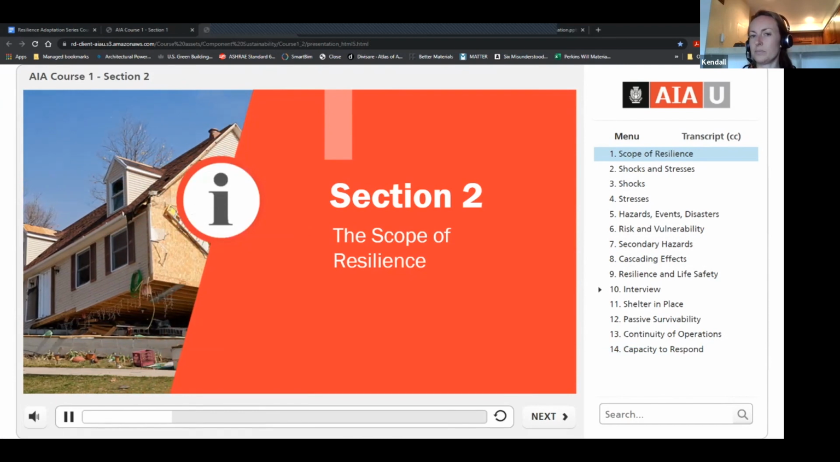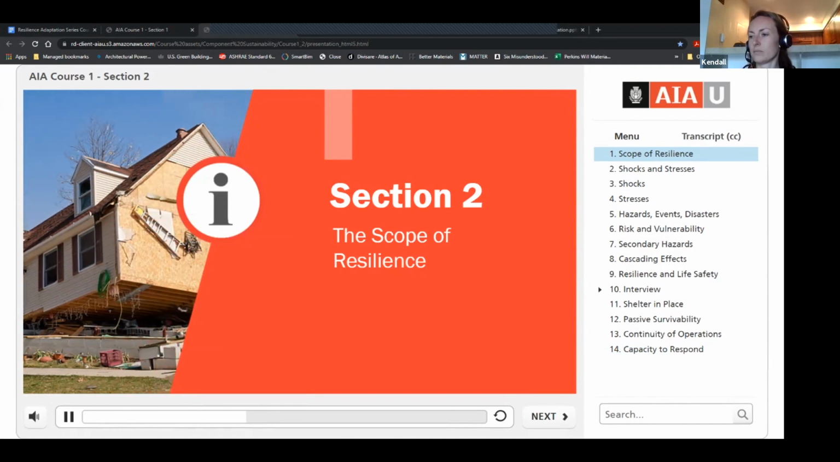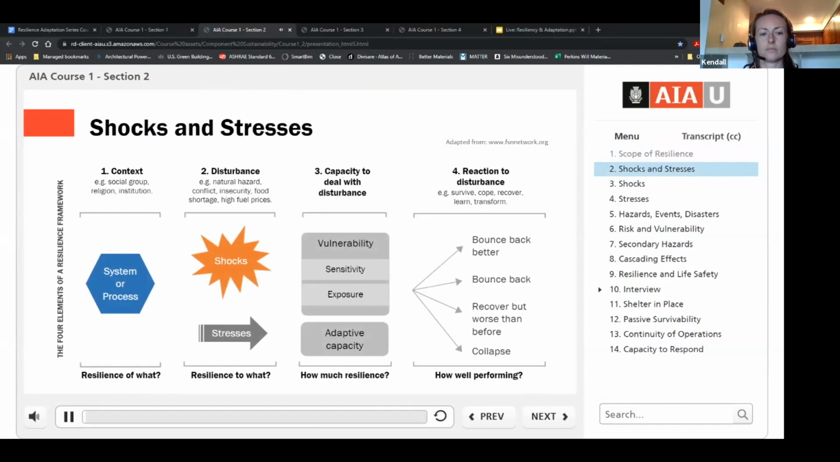This section of the course will provide the foundational information needed to understand the short and long-term impacts facing buildings and their occupants. This framework outlines the 4 common elements that can be used to evaluate performance and establish resilience goals: context, disturbance, capacity, and reaction. Context. Resilience must be clearly contextualized, forming a coherent answer to the question, resilience of what?